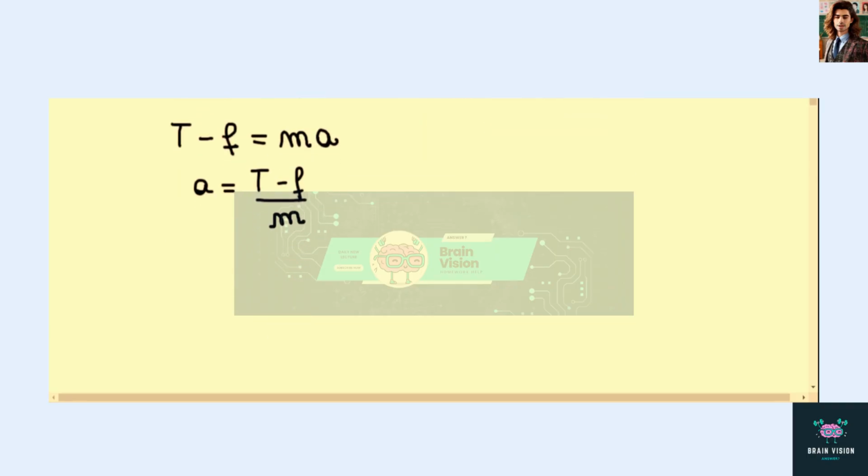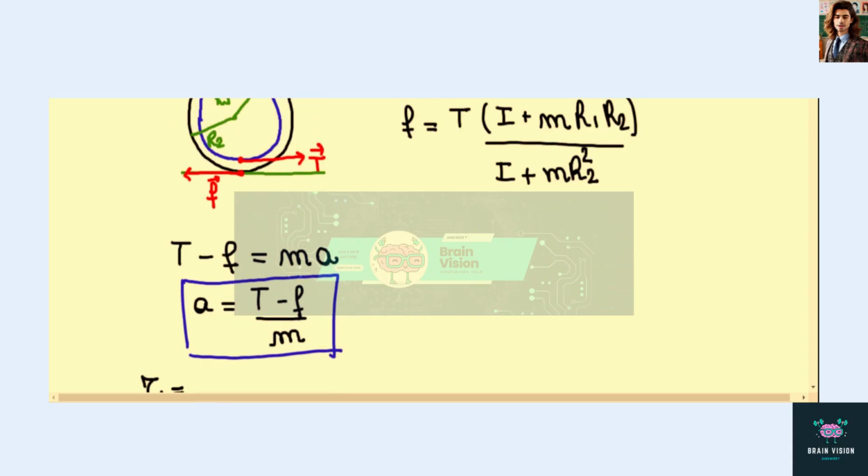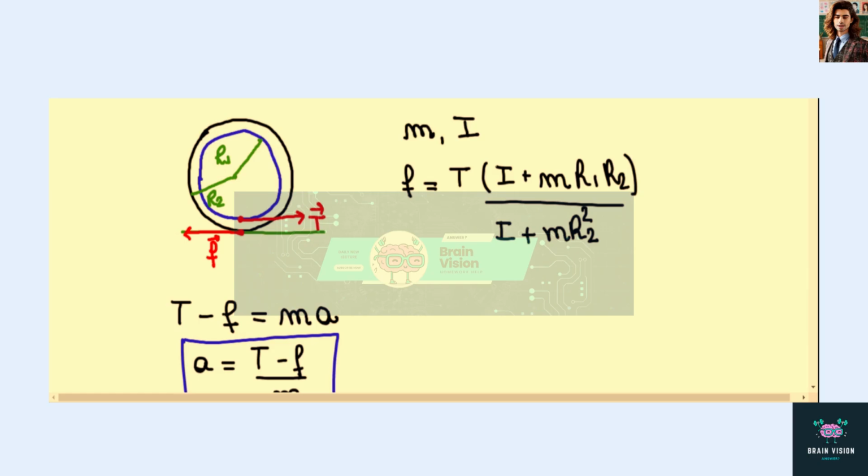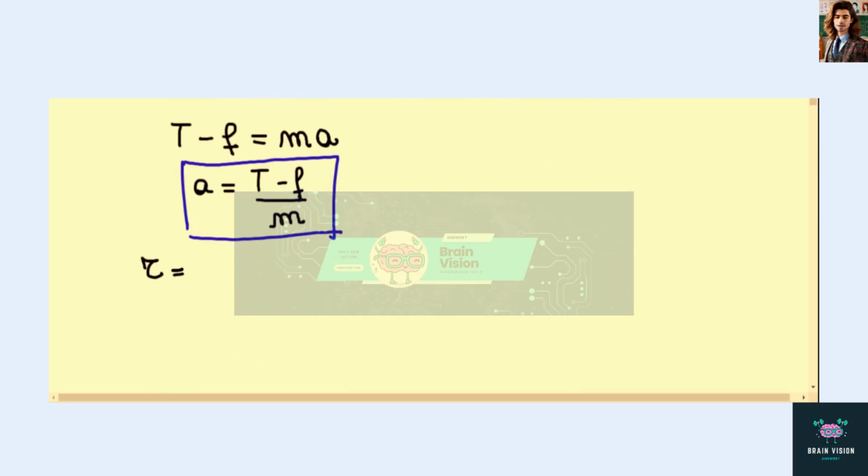Okay, so now we can use the torque equation. Now let me just first highlight the acceleration. That's going to be useful for us. And now I can use the torque equation. So the torque, notice that the torque is positive for the friction force, because it causes the spool to rotate clockwise, while the force T causes it to rotate counterclockwise.